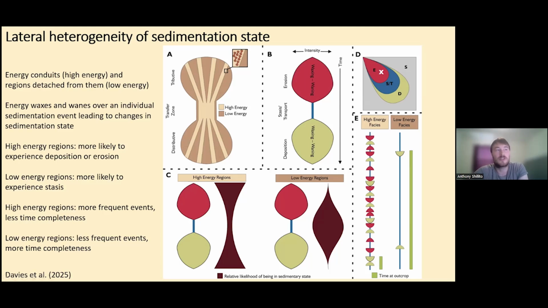Whereas our low energy facies, low energy regions of depositional settings, we're seeing less frequent events, but we might get far more time completeness in the form of stasis because we're not getting this frequent erosion.